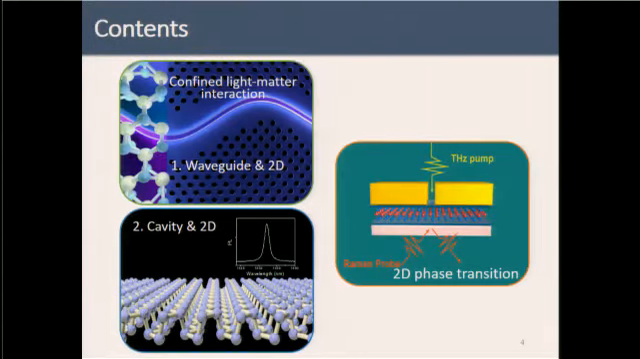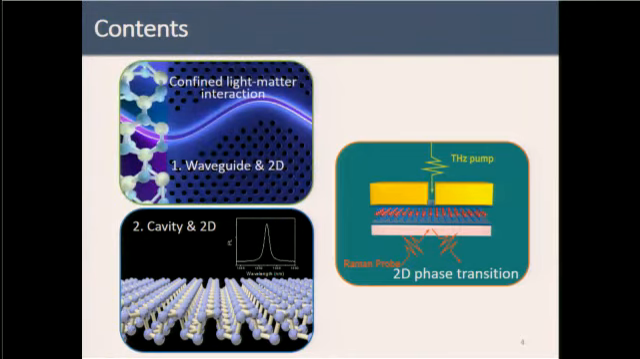So today in my talk, I will mainly talk about confined light-matter interaction at the nanoscale. Here I'm going to give two examples. One example is a combination of two-dimensional materials with a two-dimensional photonic crystal waveguide. The other example is combining photonic crystal cavities with two-dimensional materials. And if I have slightly more time, I will talk about two-dimensional phase transitions induced by terahertz pulses.